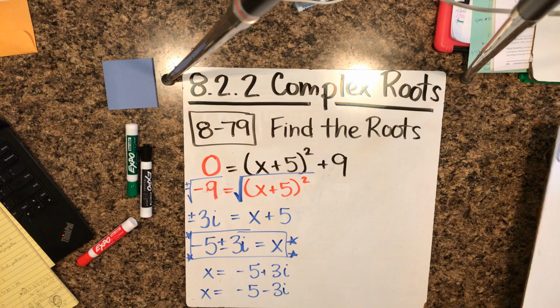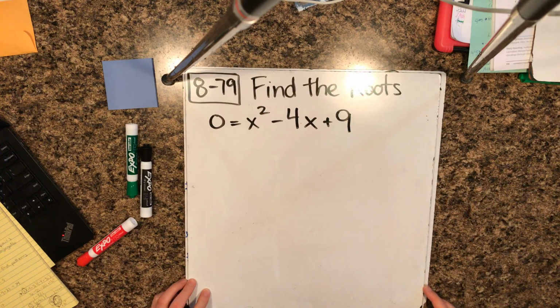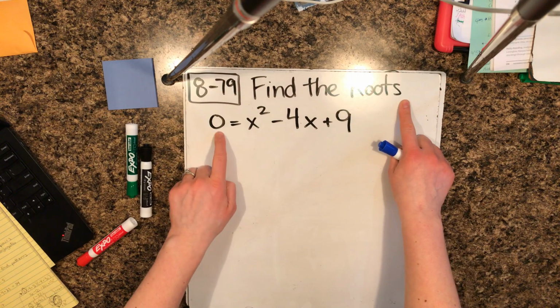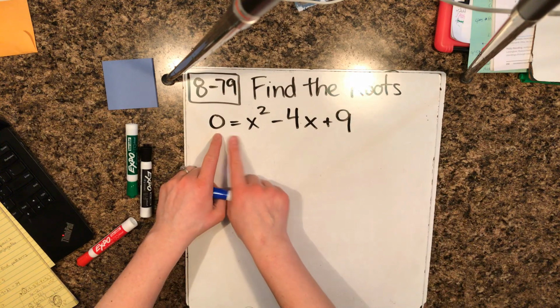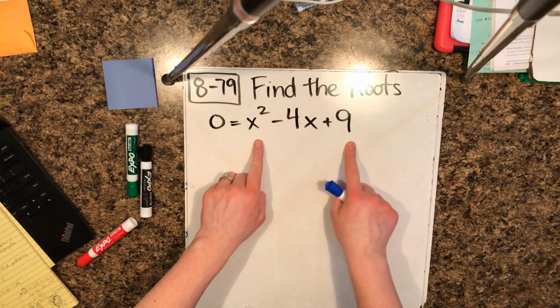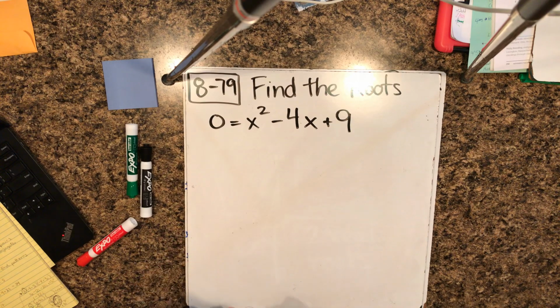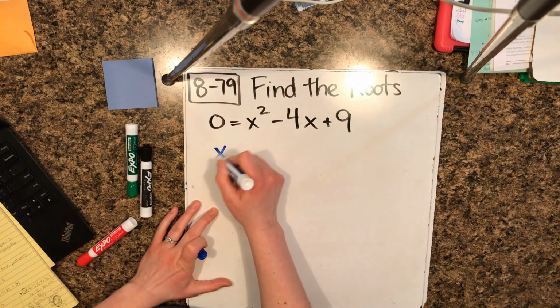Okay, number 8-79 part B. Again, it's asking us to find the roots. I've already put the 0 in for you. In the book it has y equals. Now this one, we could complete the square and solve using the undo method like we did part A, or I know you guys love the quadratic formula, so let's do that.